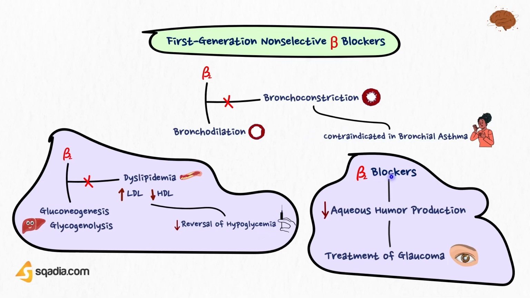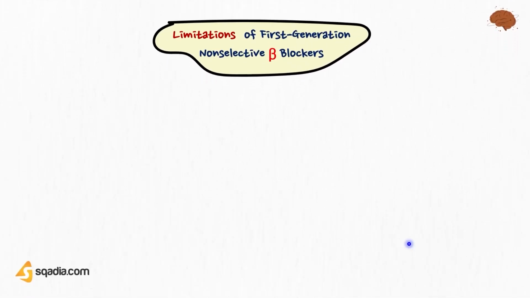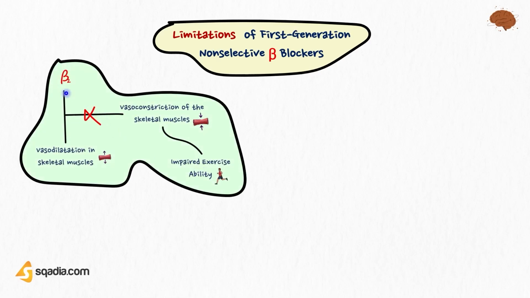Next, blocking the beta 2 would also decrease aqueous humor production, which is beneficial in the treatment of glaucoma. Next, we will move on towards limitations of the first generation non-selective beta blockers. Now, first we have beta 2.